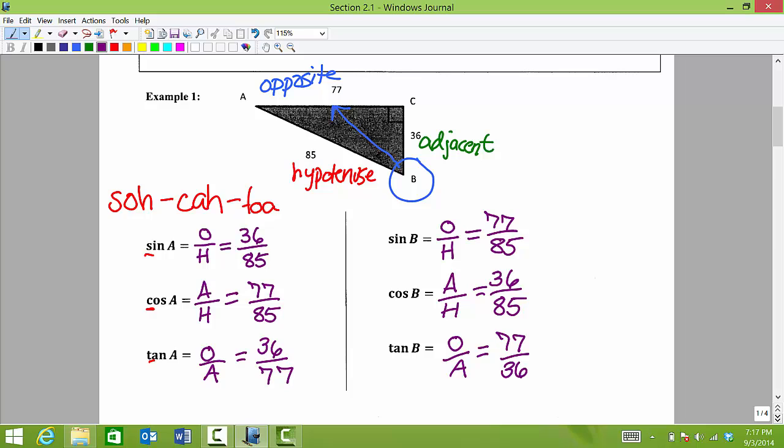One thing that we notice is, since we're working within the same right triangle, that sine of angle A is the same as the cosine of angle B. And the cosine of angle A is the same as the sine of angle B. This is something that we will work with in the future called cofunctions. We just want to observe for now that those are similar values.